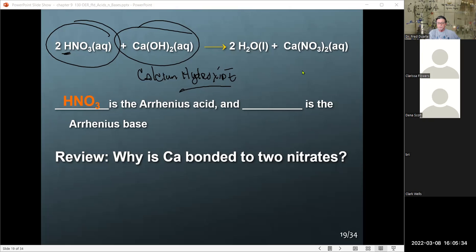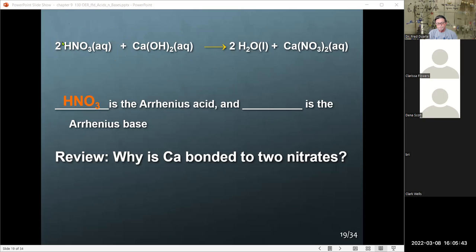It happens to be the Arrhenius acid, because of what happens net-wise. Let's look at what happens here. When we take nitric acid and put it in solution, I have 2 of them here, so I'm going to make 2 protons plus 2 nitrate ions. Now the calcium, when it breaks apart, I'm going to make 1 calcium ion and 2 hydroxides when I put them into solution, you see?